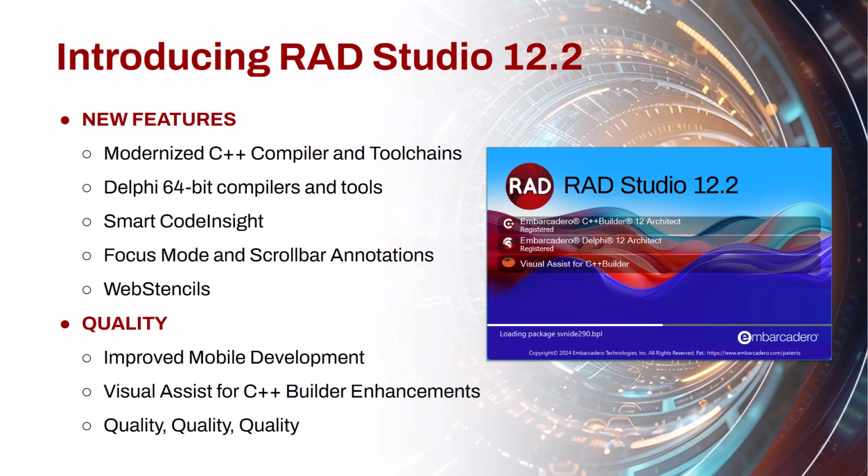There's a modernised C++ compiler and toolchains, Delphi 64-bit compilers and tools, smart CodeInsight, focus mode and scrollbar annotations, and my favourite feature, WebStencils. For quality, we've got improved mobile development, Visual Assist for C++ Builder enhancements, more of them, and also quality. Once again, we've doubled down on quality with this release. Anyway, I'll hand you over to the product managers now so they can go through the details and explain all the new features and functionality.